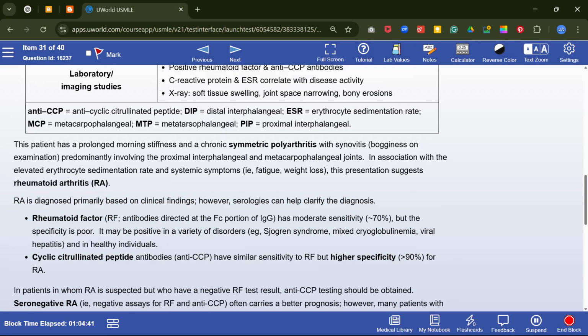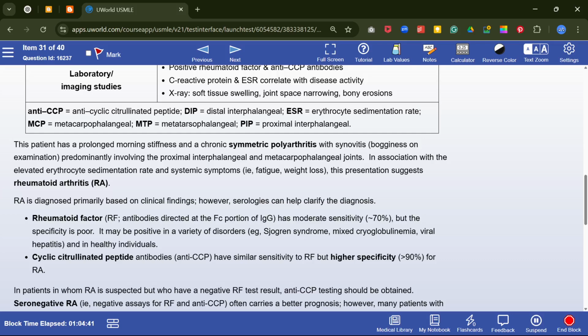This patient has prolonged morning stiffness and chronic symmetric polyarthritis with synovitis, bogginess on examination, predominantly involving the proximal interphalangeal and metacarpophalangeal joints, in association with elevated ESR and systemic symptoms, fatigue, and weight loss. These presentations suggest rheumatoid arthritis.